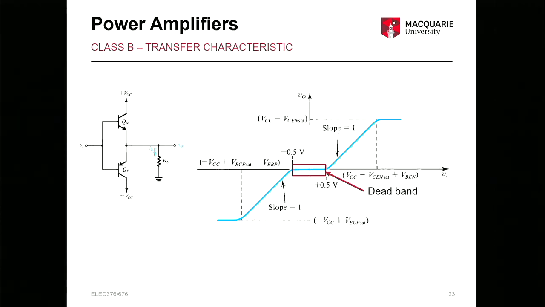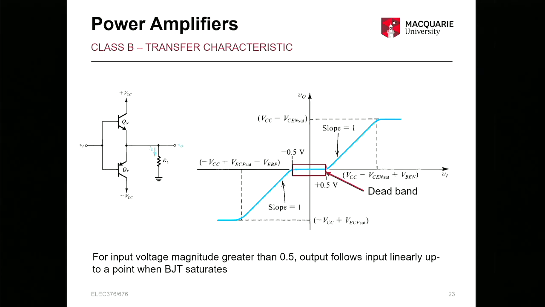And that results in something called crossover distortion. So as your signal goes from positive to negative, that crossover point, it's going to be distorted. For input voltages greater than 0.5, you get a nice linear output, up to the saturation point, which, as before, is your power supply minus your VCE sat.